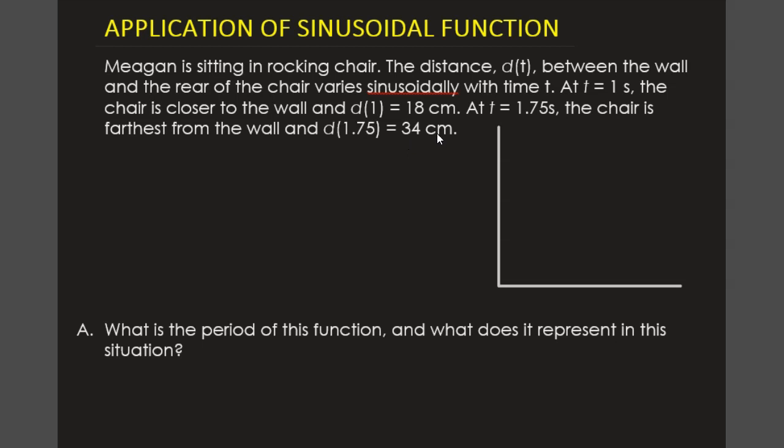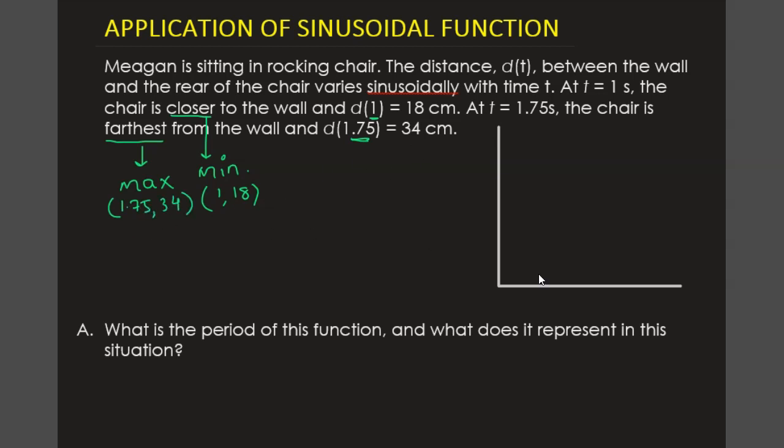Whenever a word problem is given, always remember the words farthest and highest represent the max points, and words like closer, nearer, and nearest represent a min point. So we see that a min point is at 1, and the value of the min point is 18. And a max point is at 1.75, and its value is 34.